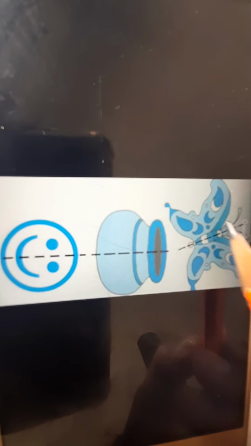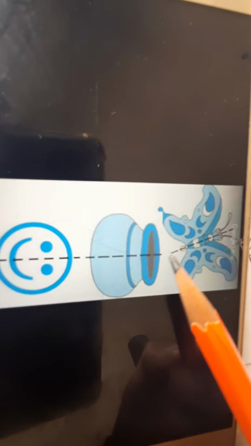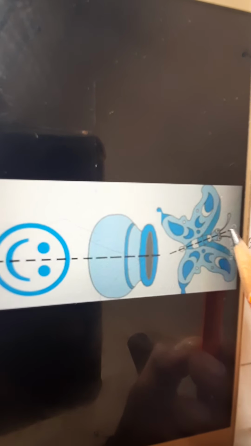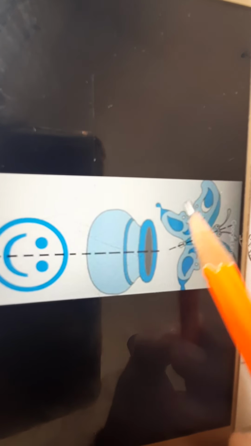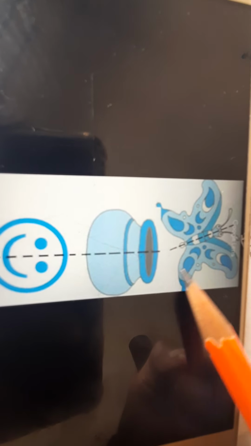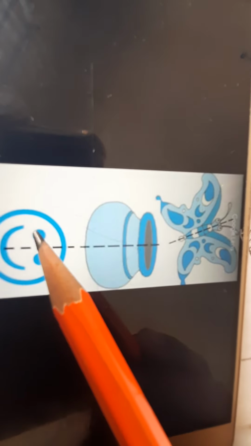In this picture, this is a natural creature, this butterfly. See, this is the line of symmetry. Why do we call it a line of symmetry? Because after drawing this, we can see this part of the butterfly is exactly similar to the right part of this butterfly. This is the line of symmetry of a pot. The left hand part is exactly similar to the right hand part. This is the line of symmetry of a smiley.